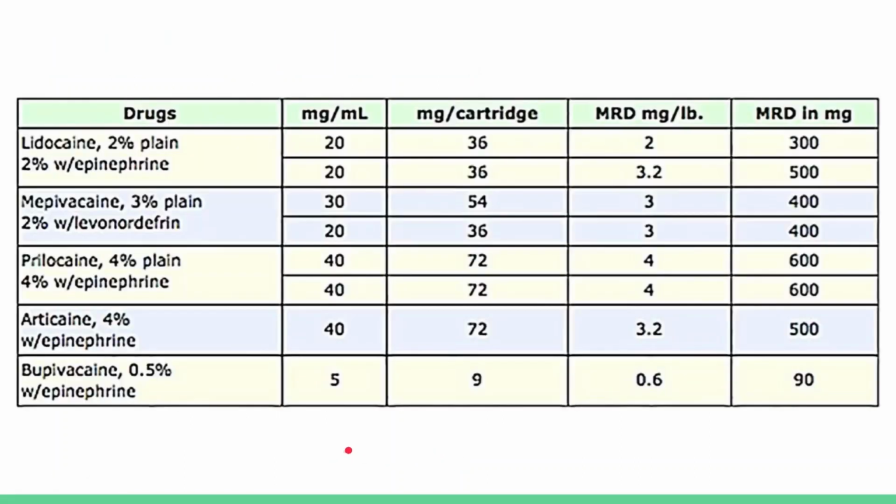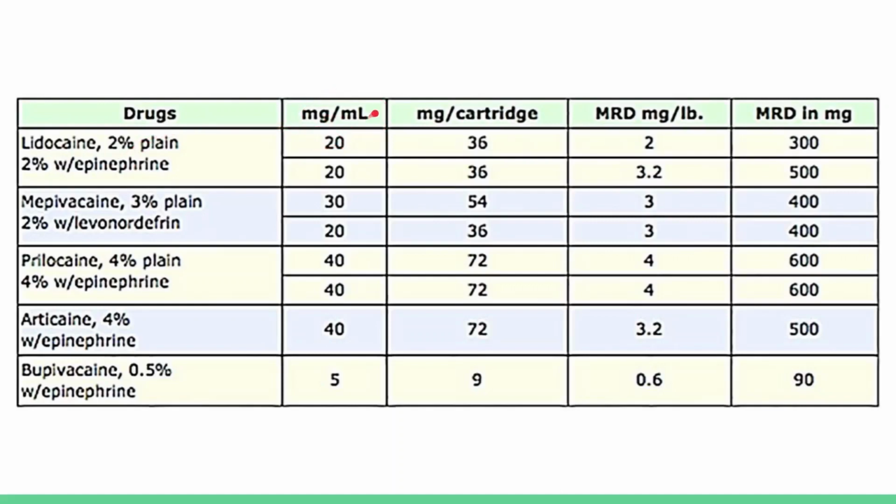So here we can see a table showing us the different drugs, different formulations as you can see, 2%, 3%, 4%, 0.5%. And it's also showing us the calculations that we did, the milligrams per milliliter, the milligrams per cartridge, maximum recommended dose, maximum recommended dose in milligrams, etc., etc. So let's take an example of lidocaine, right? Lidocaine 2% plain يعني ما معها epinephrine, okay? So if we're talking 2%, this means the concentration is 20 milligrams per milliliter, something we already know.